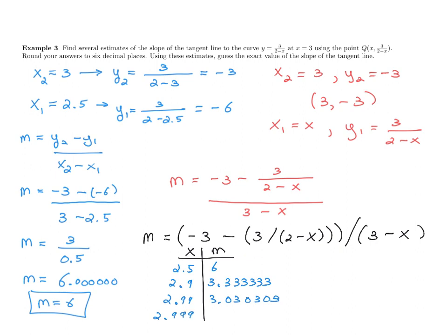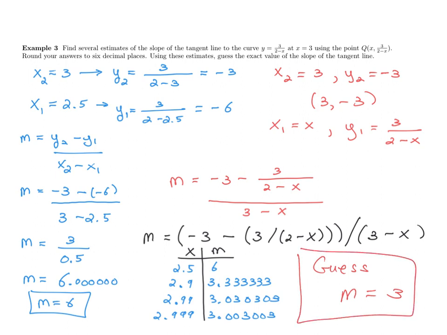2.999. And if I look at my estimate, I get 3.003003. These estimates should be getting better the closer this number gets to 3. Okay, at this point, I have several estimates. I think I'm ready to make a guess. I'm thinking the slope is probably 3.